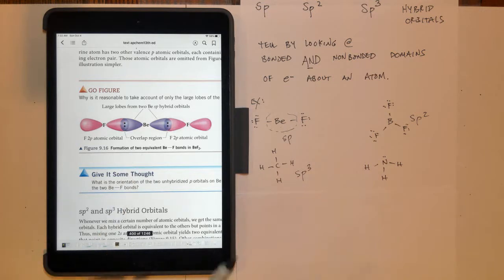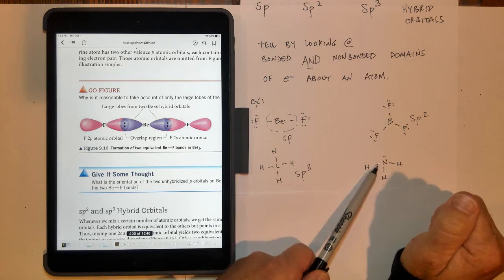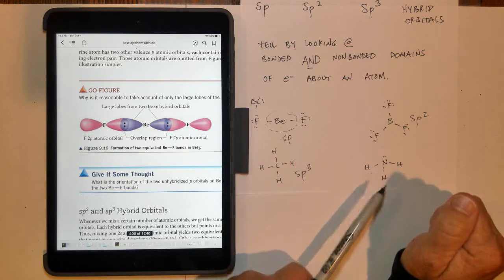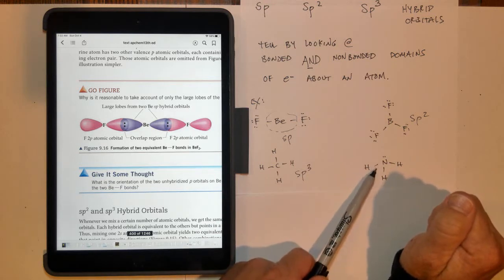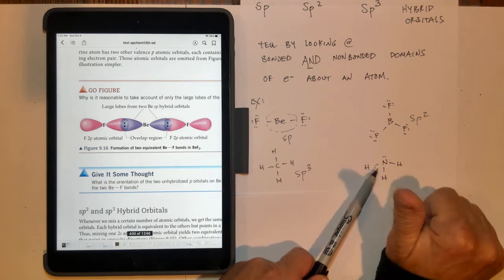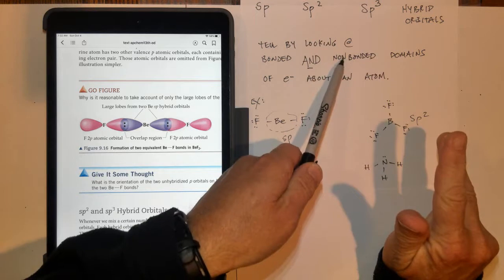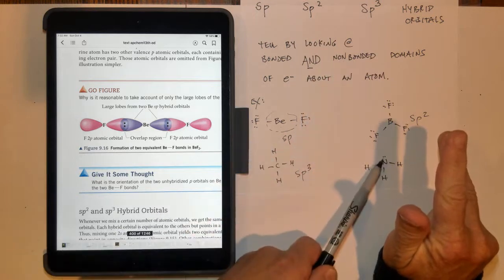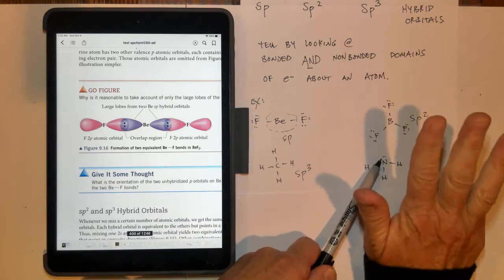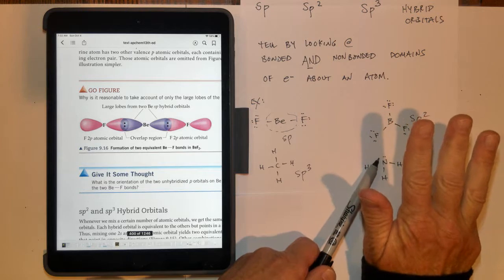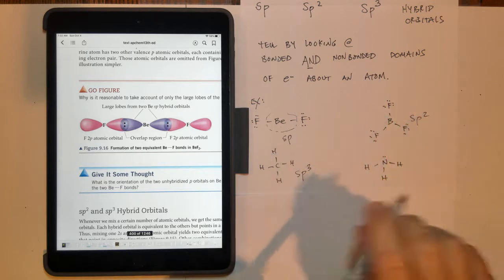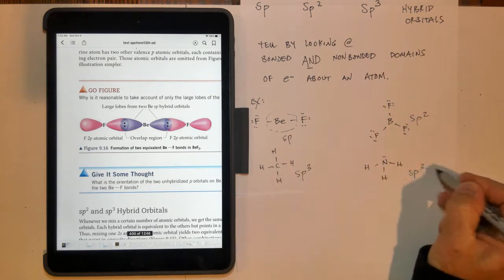So here, let's get into some tricky ones. Now let's look at NH3, some ammonia right here, okay? Nitrogen to hydrogen would be an S, P, P, and you have to count the non-bonded domain too, so this guy's not left out. That would be another P. Even though it's not bonded, it would be hybridized, and so this would be an sp3 hybridized molecule.